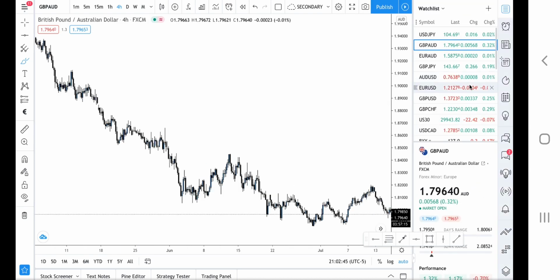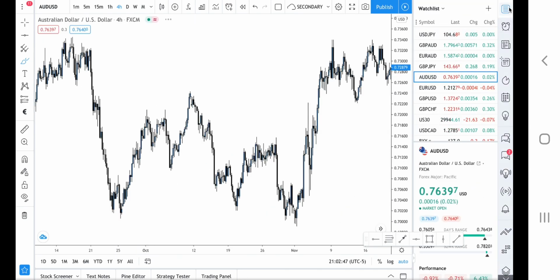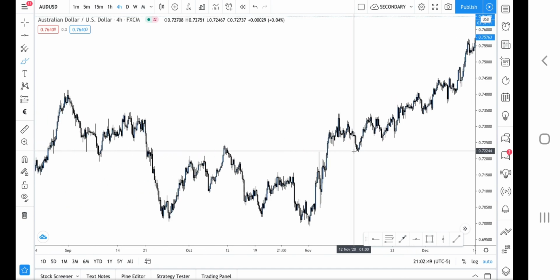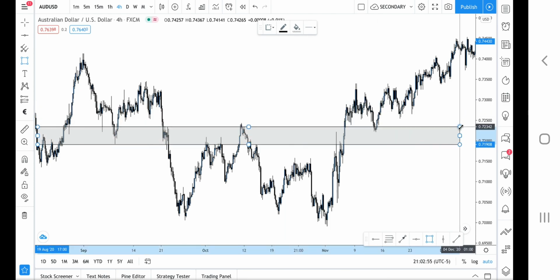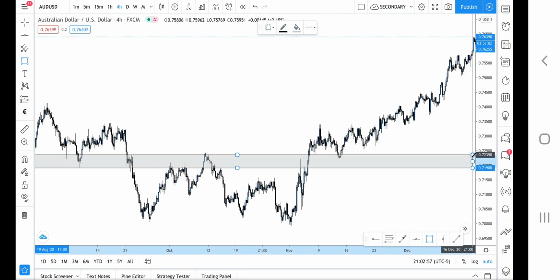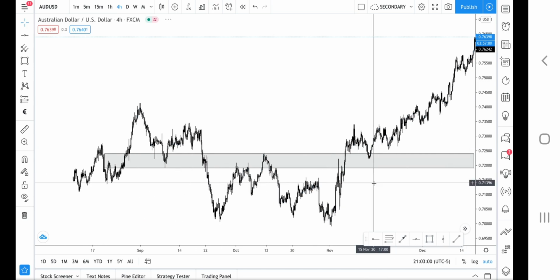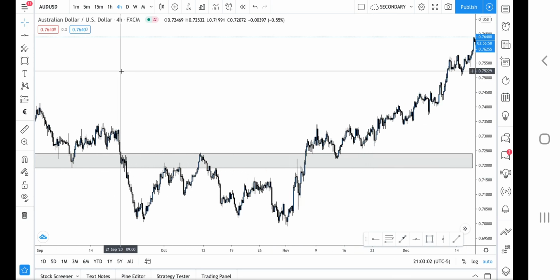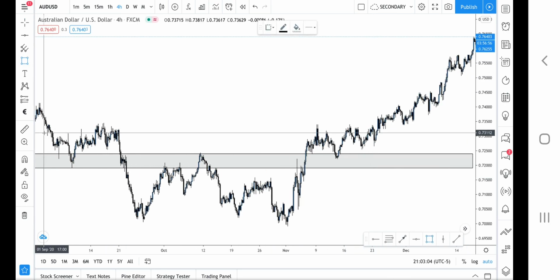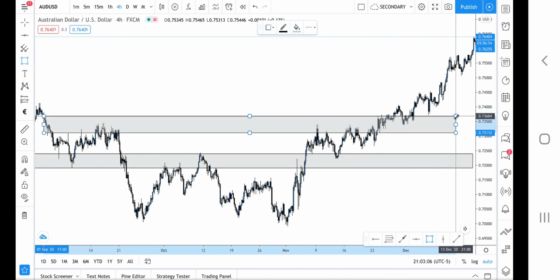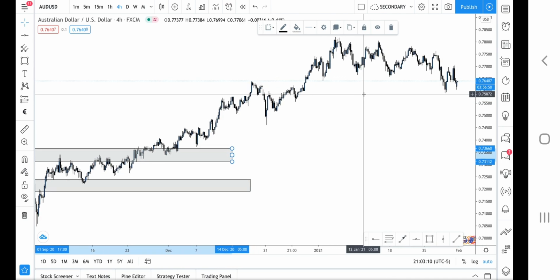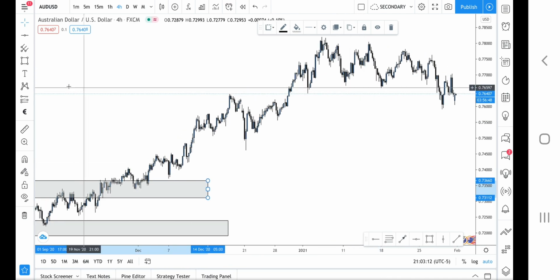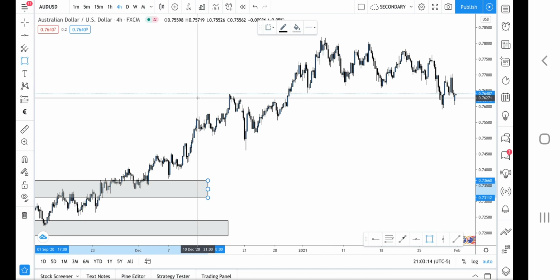Spotted a few different levels here. Let's hop to AUD USD. Okay, here we have a nice level coming in. Just showing a little bit of the application here to give a better understanding of what we're looking for in the levels. You could even have a little bit of one in here.